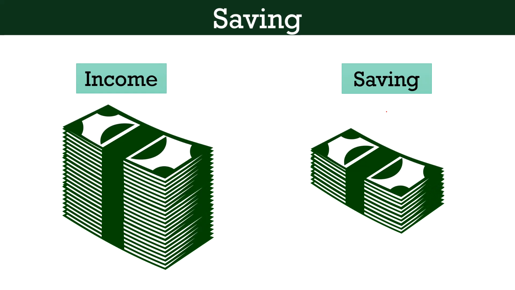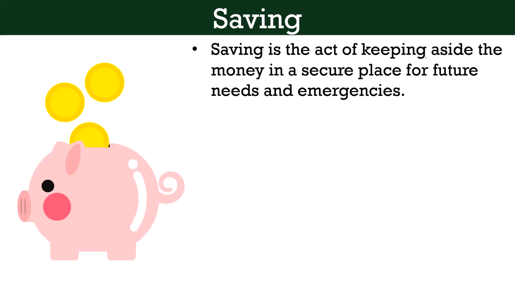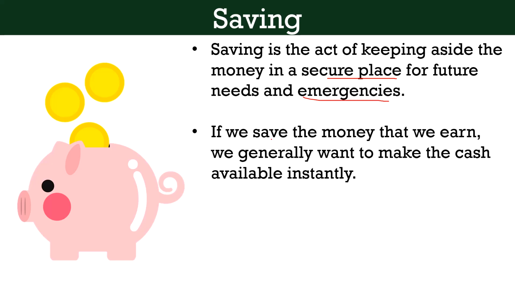Moving ahead, there are a number of factors that affect savings of an individual, which may include level of income, consumption pattern, level of consumption, and rate of interest on savings. Coming to its definition, saving is the act of keeping aside the money in a secure place for future needs and emergencies, such as unforeseen future events. Further, if we save money that we earn, we generally want to make the cash available instantly. This means that, in general, a person saves money to access it anytime. However, financial returns on savings are comparatively lower than investment.